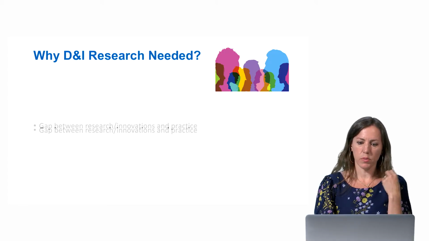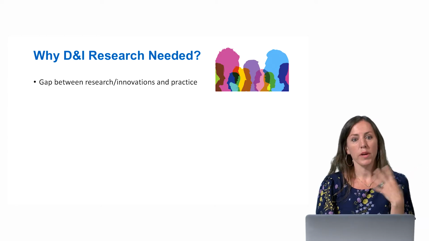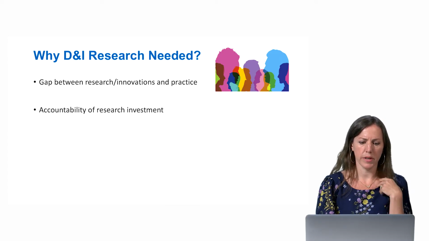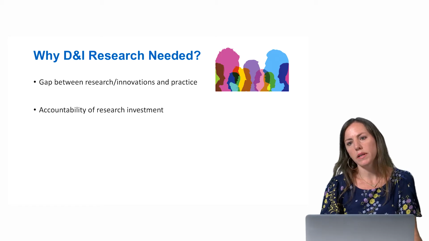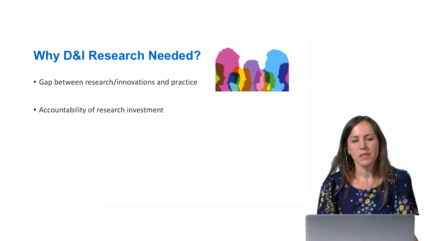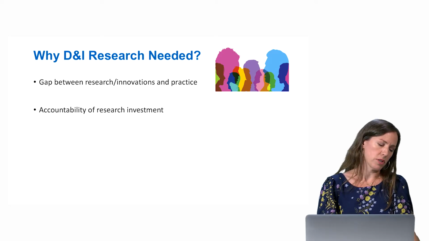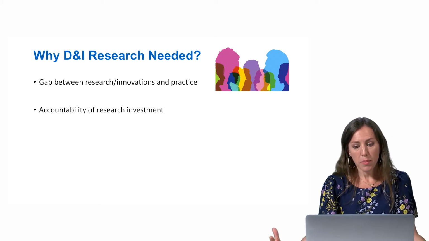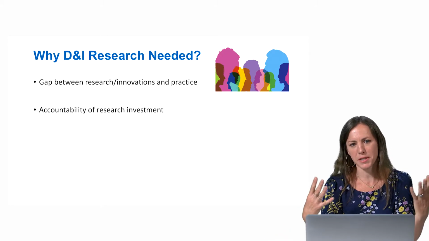So again, why is this work needed? As we've said, there's been this well-documented gap between what we know works and what's actually being delivered in real-world community settings. There's also been a lot of accountability. We have developed so many interventions. We've received so much funding as researchers. And I think there's starting to be questions from the public and from funders saying, okay, what's the actual impact of all these interventions we've developed?